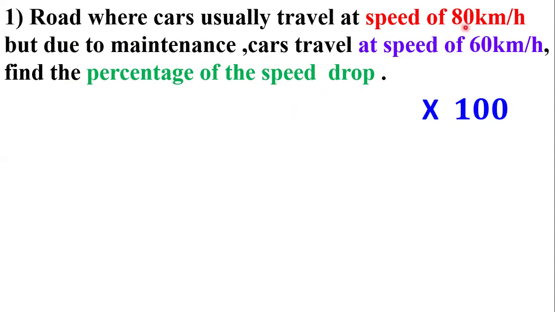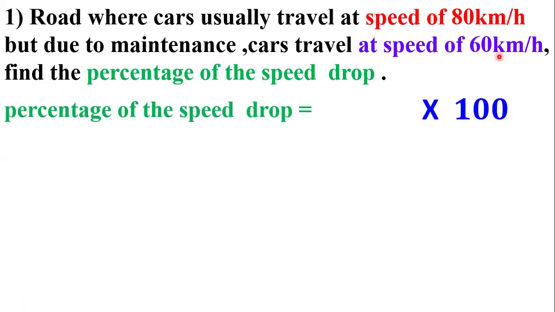So the initial speed was 80 km per hour, and the final speed is 60 km per hour. That means the speed decreases. So let's find the percentage of the speed drop. First, we need to calculate the speed drop. The speed drop is 80 minus 60, which is equal to 20 km per hour. It's very simple.